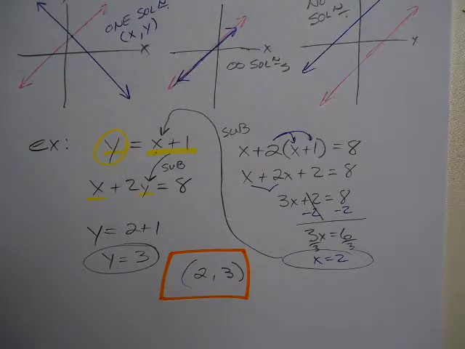So I don't need to graph it. I just have to do a little bit of algebra. There's many ways to find this. One of them is graphing. Substitution is another option, and there's a third option that we'll learn a little later on. Okay? All right. So that's it for notes.